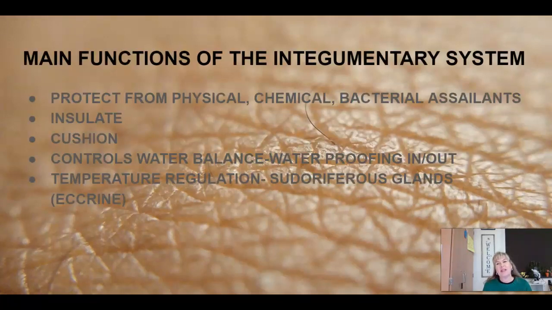The main functions of the integumentary system include protection from physical, chemical, and bacterial assailants, like we talked about yesterday. It also insulates, protects, and cushions our body. It controls water balance. You don't want to lose too much water, and we'll talk about that later with burns. But we also don't want to gain a lot of water when we're doing something like taking a bath or swimming. It's also heavily involved in temperature regulation, especially our sudoriferous glands, the eccrine gland being the most important in that aspect.